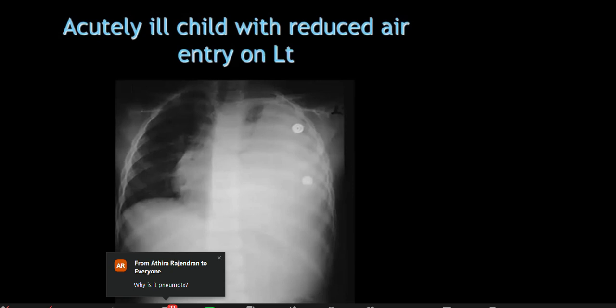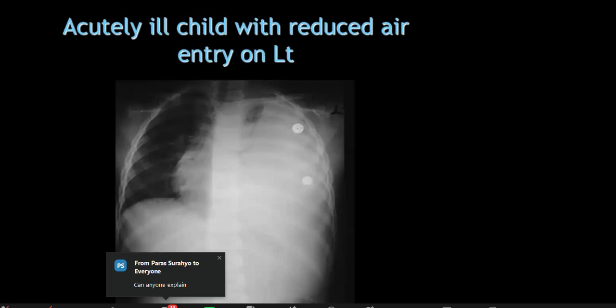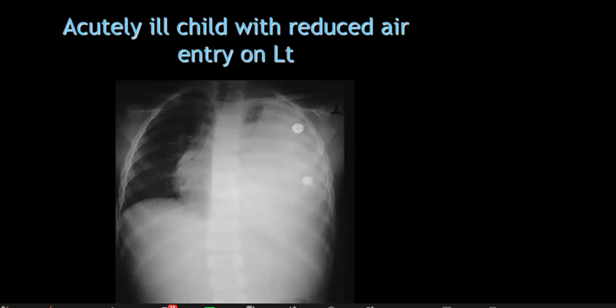Okay, so I've got a frontal radiograph in an acutely ill child. The clinical symptoms are reduced air entry on the left, and looking at the chest radiograph, I can see that almost the entire left hemithorax is opacified. I can't see any aerated lung except for the left apex. Whereas when I look at the right hemithorax, it's a normal aerated lung.